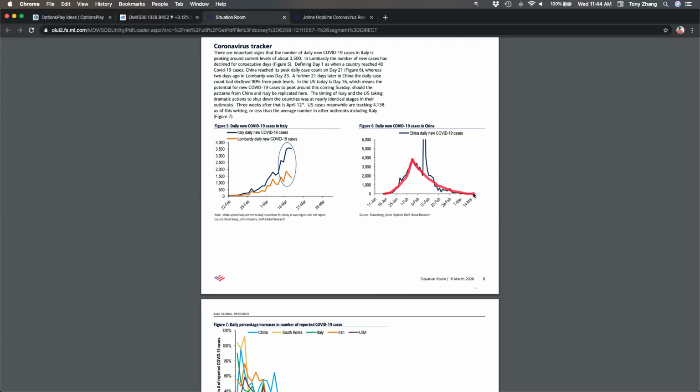And this gives us two data points. Number one, how long does it take for containment to happen and for the subsequent tail off? Number two, it also provides us with what is the economic impact to that country during this time.